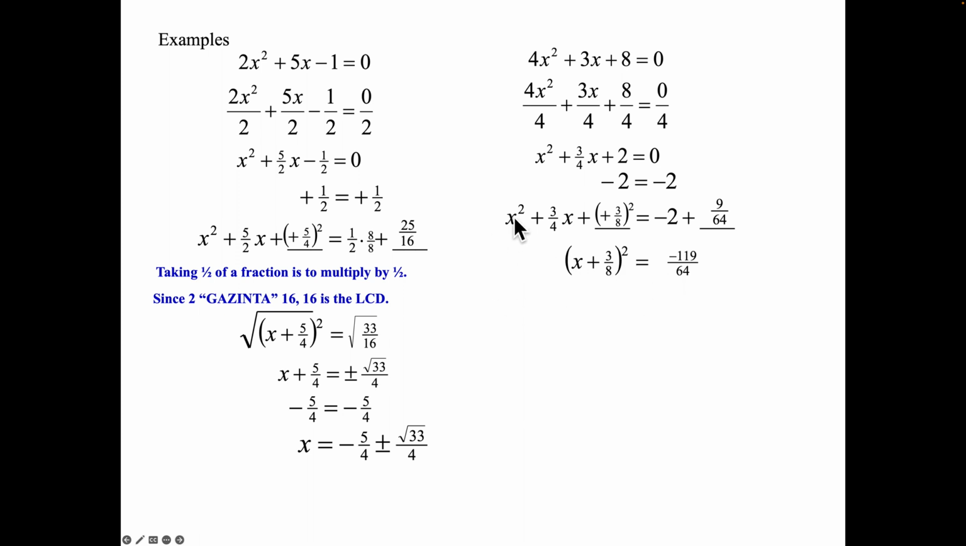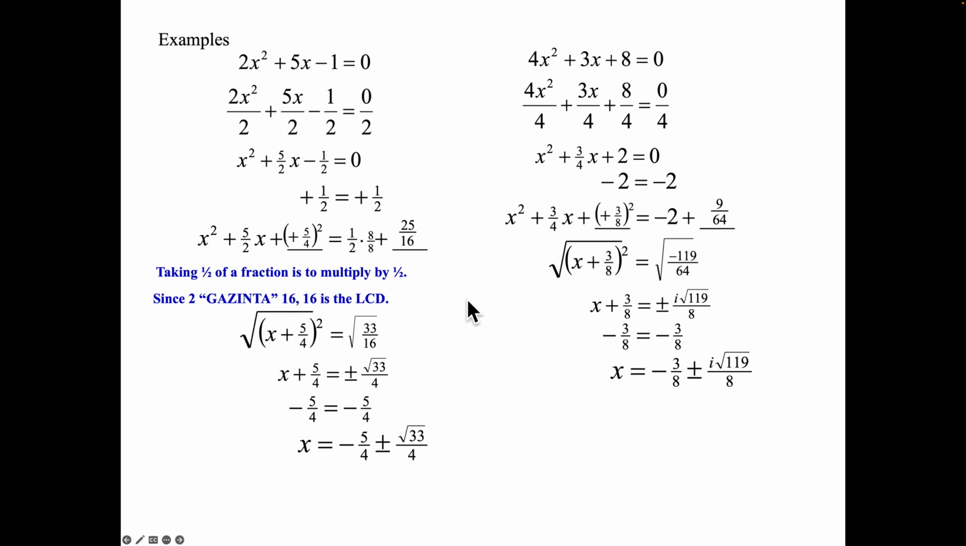My binomial squared is the x and the plus 3/8. Take the square root, don't forget your i. Square root of 119, 119 is prime. Square root of 64 is 8. Parentheses are gone, subtract the 3/8 over, put it in front of the plus or minus. You have your answer. See? You're really not doing fraction work here.